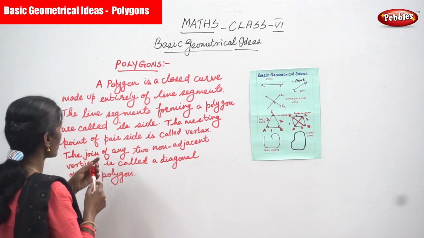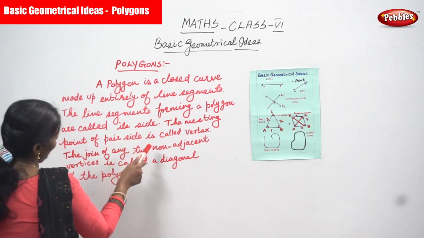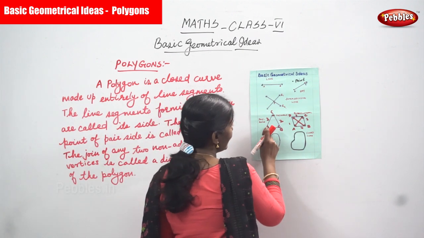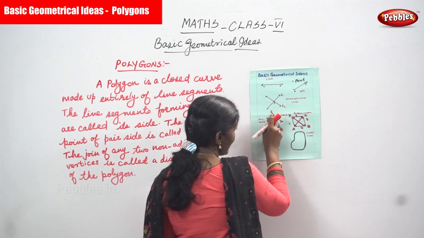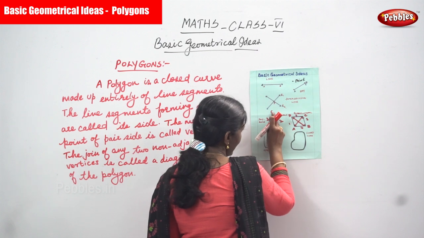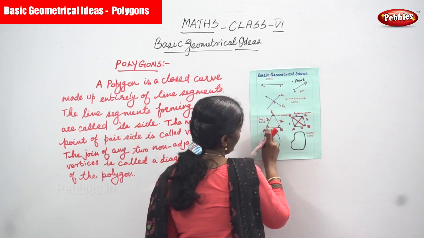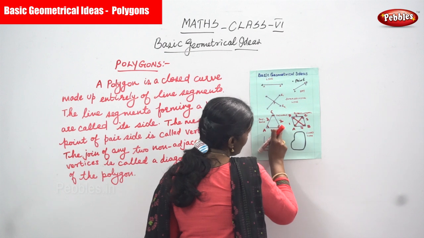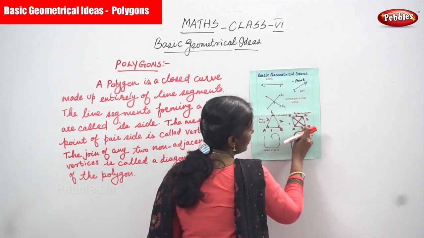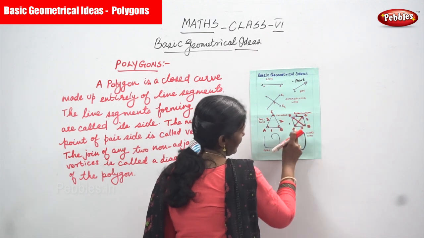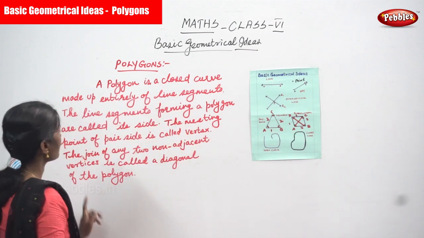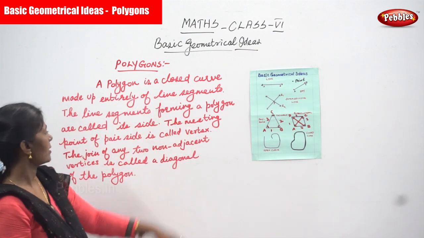The meeting point of a pair of sides: this and this is a meeting point, that is A and C. A with C is a meeting point, A with B is a meeting point again, and B with C is a meeting point. In the quadrilateral ABCD, each of these is a meeting point. The meeting point of a pair of sides is called a vertex.